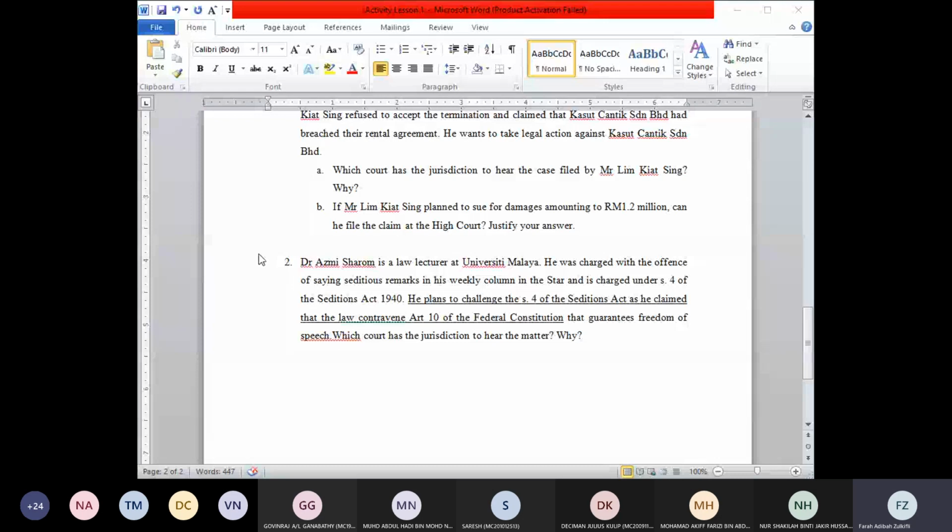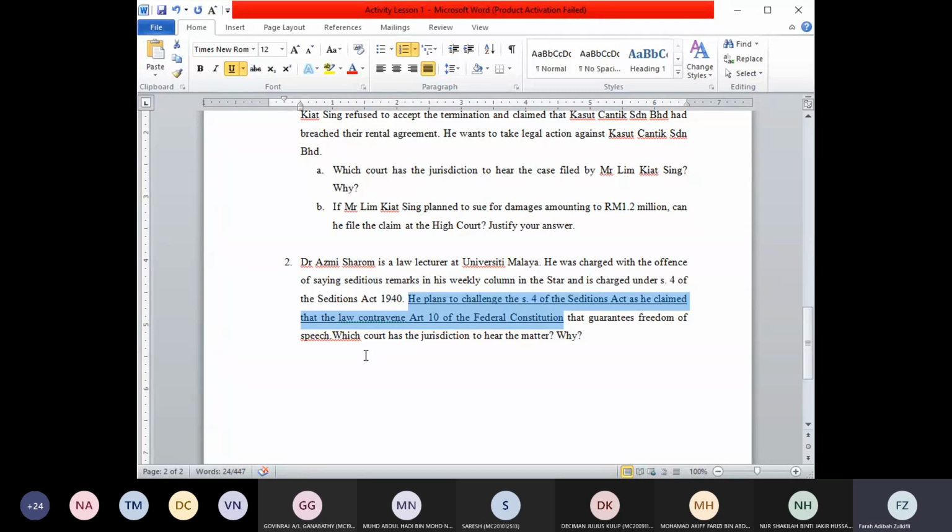he was charged. I'm not sure in the Sessions Court or the High Court, but because of this sentence, he plans to challenge Section 4 of the Sedition Act. He said that Section 4 of the Sedition Act is against the Federal Constitution. So when you want to challenge a law saying that it is against the Federal Constitution, you have to go to the Federal Court. You have to go to the Federal Court. Not to hear your sedition case, but to hear your application on the issue of challenging Section 4 of the Sedition Act.